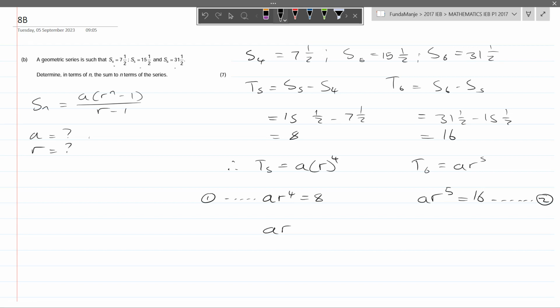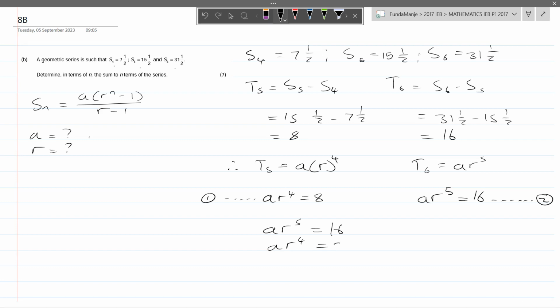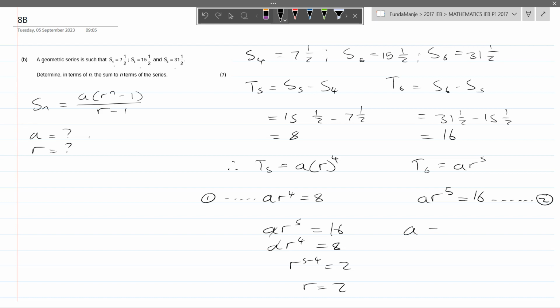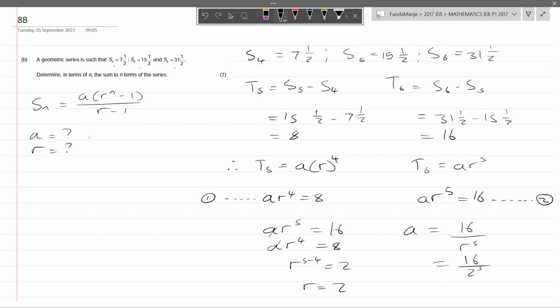So a r to the 5 equals 16, divided by a r to the 4 equals 8. a and a will cancel. r to the 5 minus 4 will give us r. 16 divided by 8 will give us 2. Therefore r is equal to 2. Then to find a, you can just use any of the formulas. You say a is equal to 16 over r to the power of 5, which will be 16 over 2 to the power of 5, and that will just give us a half.